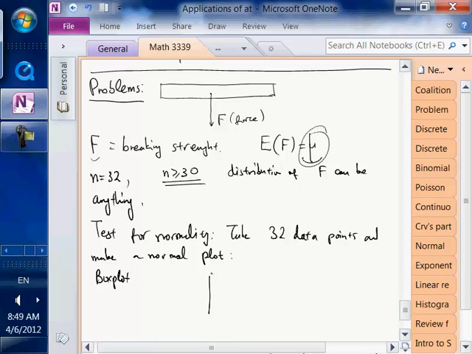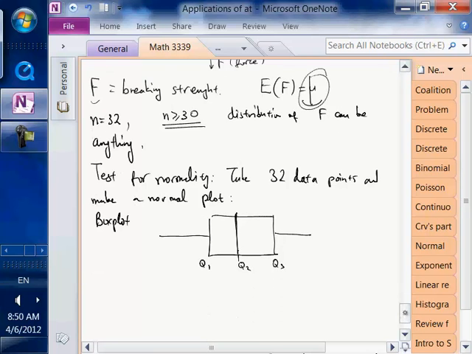Take your data and plot it. So if you do your box plot, you will have Q3 here, Q1 here, minimum, maximum, and somewhere here is your Q2, which is the median. Now, if the data come from a normal distribution, then the second quartile should be equal to the mean, or very close to the mean. So these two distances must be equal, or approximately equal.